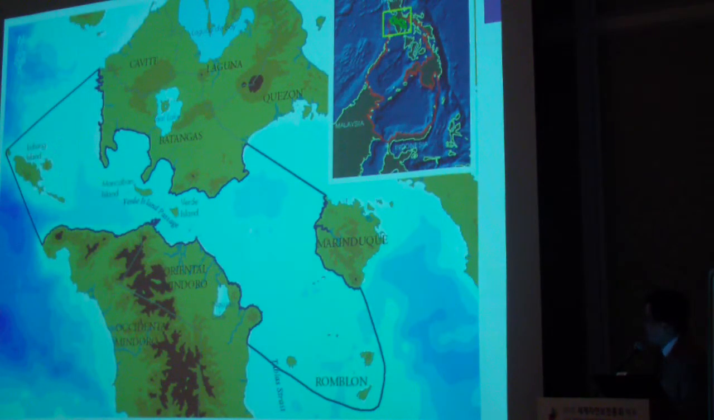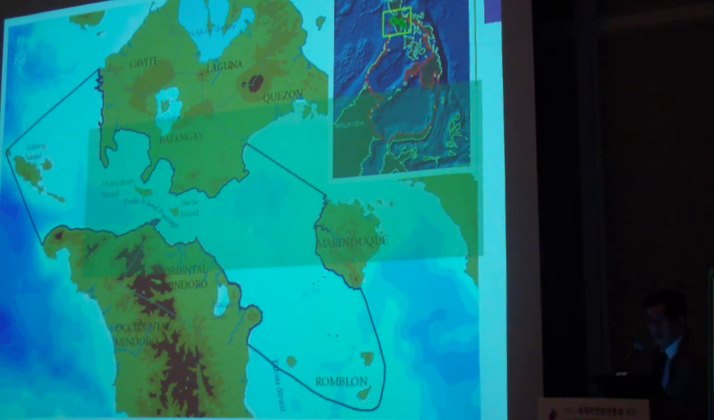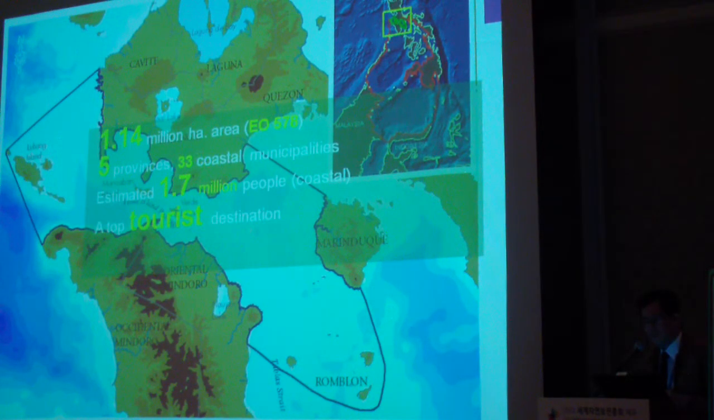Okay, so that's the context. And again, I mentioned we work here in the Verde Island Passage. This passage was created under an executive order by the previous president, designating it as an important biodiversity area. It covers about 1.4 million hectares, comprised of 5 provinces, 33 coastal municipalities, and about 1.7 million people. It has the richest fishing ground and is a top tourist destination. We have dive sites in many of these areas.